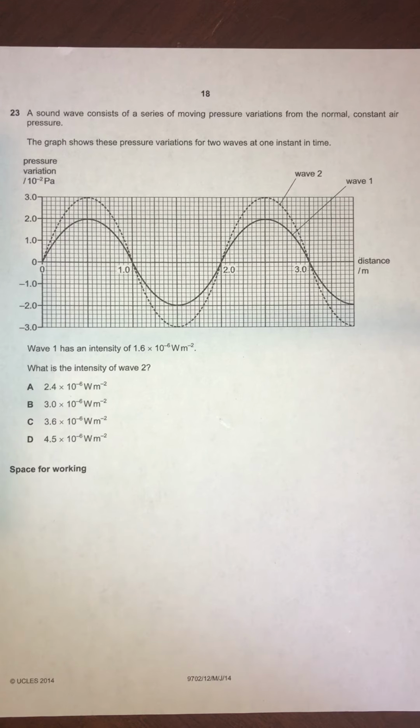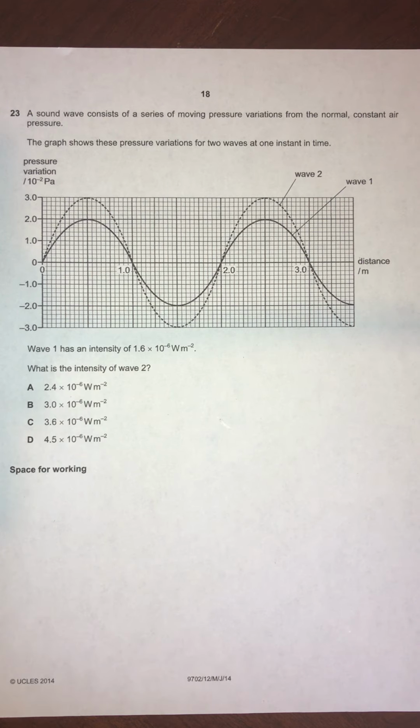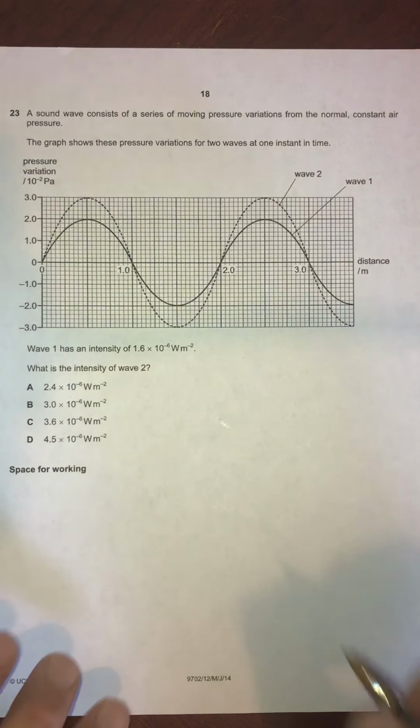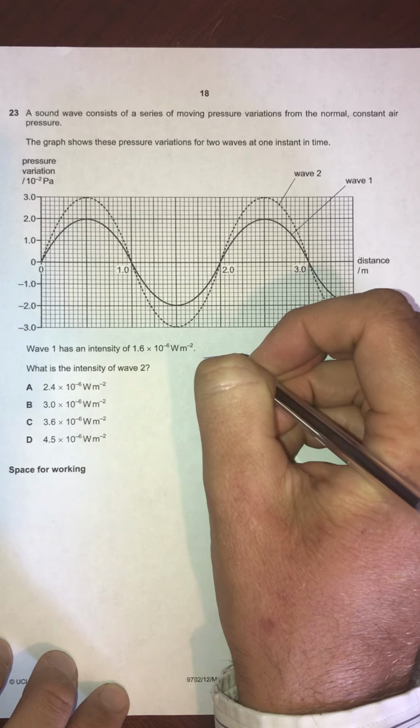Hello. In this worked example video, I'll be going over a calculation related to the learning outcome: describe waves in terms of their wavelength, amplitude, frequency, speed, and intensity. This question specifically deals with amplitude and intensity in their relationship. Remember that intensity is proportional to amplitude squared.